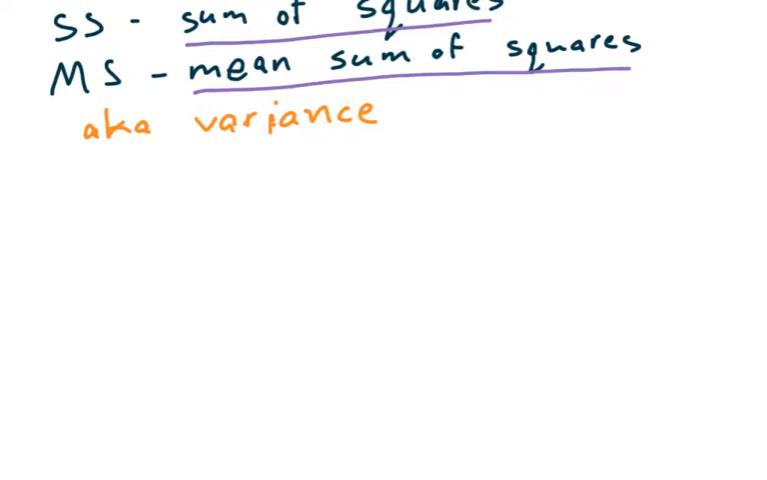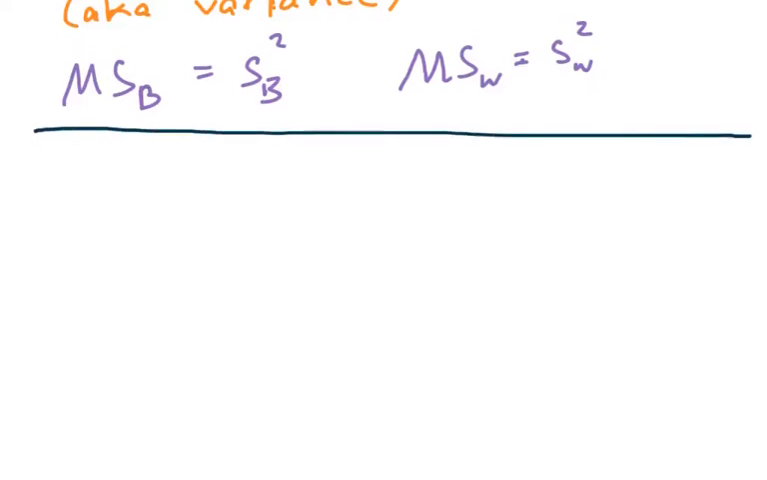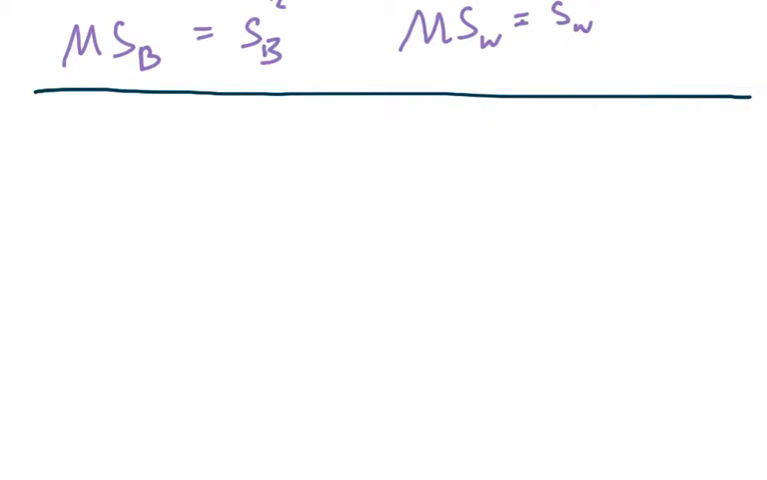essentially is also known as the variance, all right? So here they will kind of freely interchange MSB and S subscript B squared. And similarly for MSW, they'll just say that that is S subscript W squared. So it is quite a few steps, and they're a little bit complicated, so we've got to pay close attention.